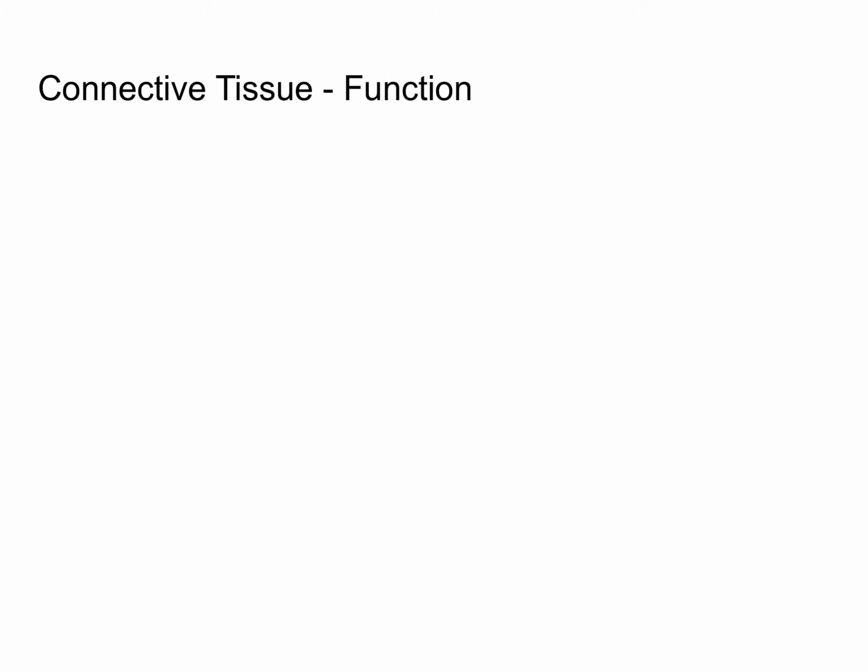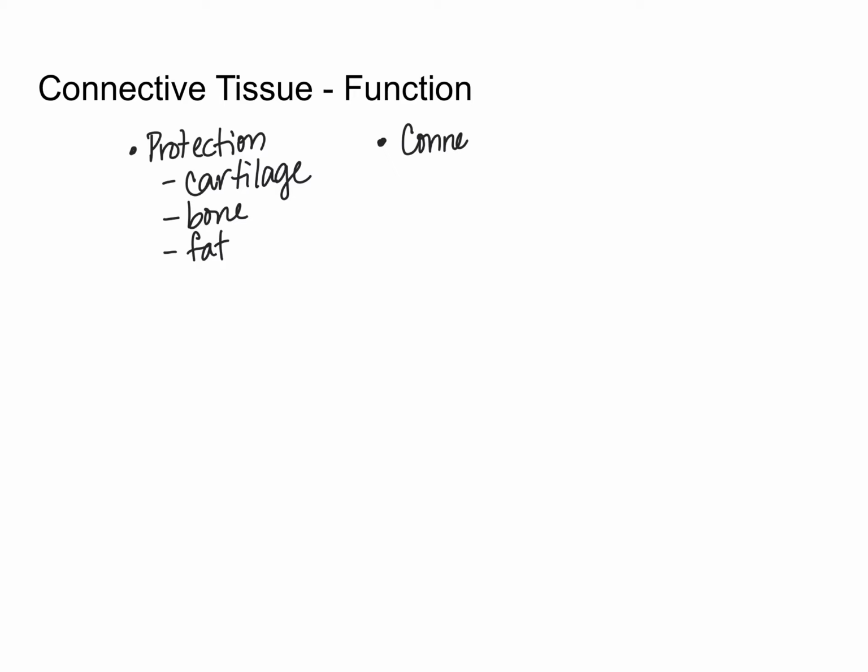And because connective tissue is such a diverse class of tissues, it also has a diverse range of functions. So some of the functions include things like protection. So for example, cartilage protects the ends of your bones. Bones provide protection. Fat provides protection and cushioning. It can connect structures, which the name kind of tells you that. So examples of that are things like tendons and ligaments.